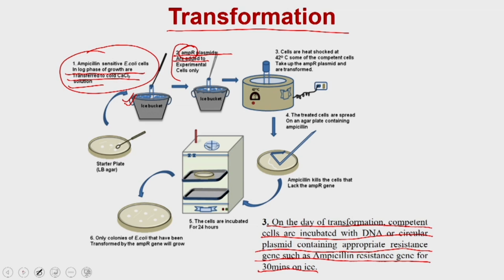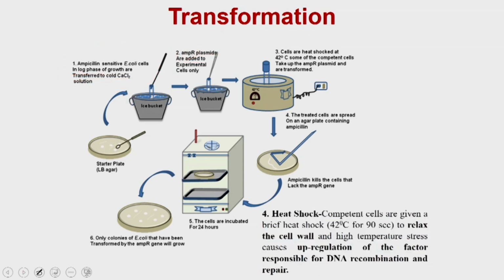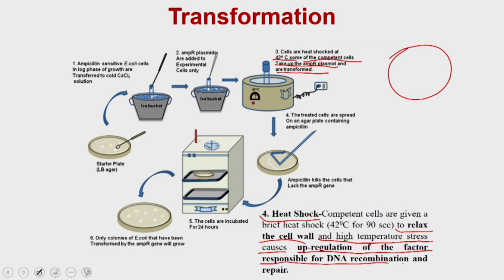Then you go to the next step, which is called the heat shock. You will give a heat shock at 42 degrees Celsius for 90 seconds, and that will induce the uptake of the plasmid. What happens when you do a heat shock is that it relaxes the cell wall, loosening it further, and because you are giving a high temperature stress, it upregulates the different types of factors which are responsible for DNA recombination and repair.